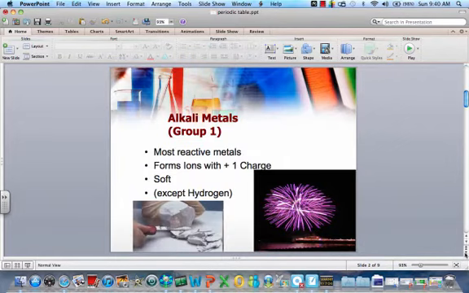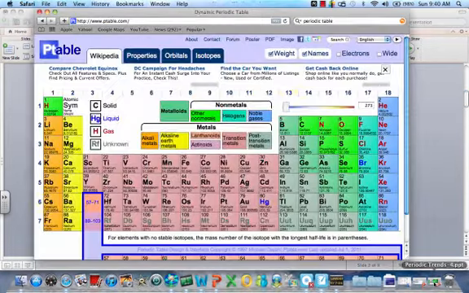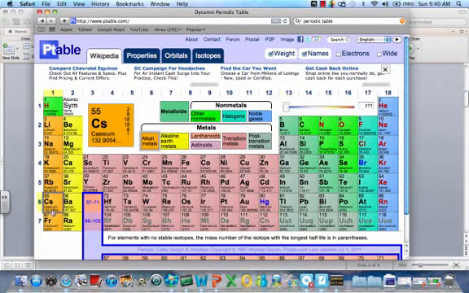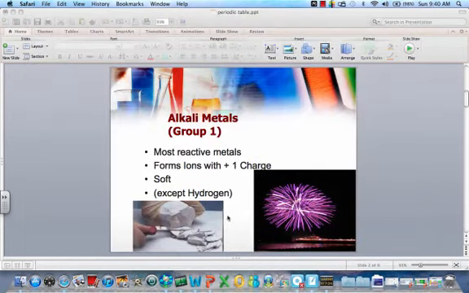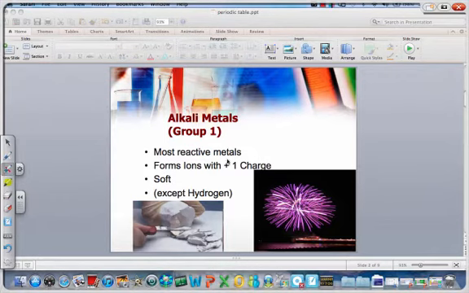Alright, so the first group we're going to talk about are the alkali metals. That's group 1. So if you're looking on your periodic table, it's this group right here. These are the most reactive metals. They're going to form ions with a +1 charge. So if you remember, in electron configurations, this group will always end in s1. So it will give up that one electron and then make an ion of a +1 charge.